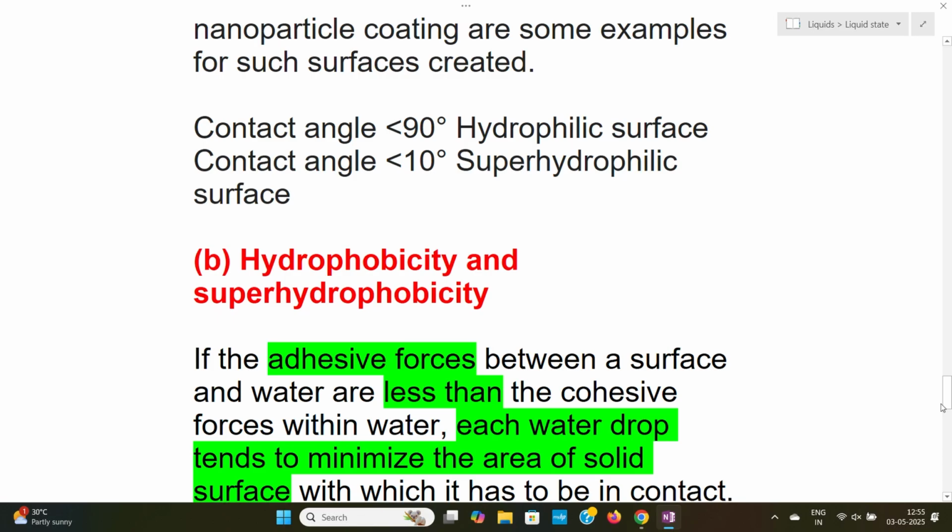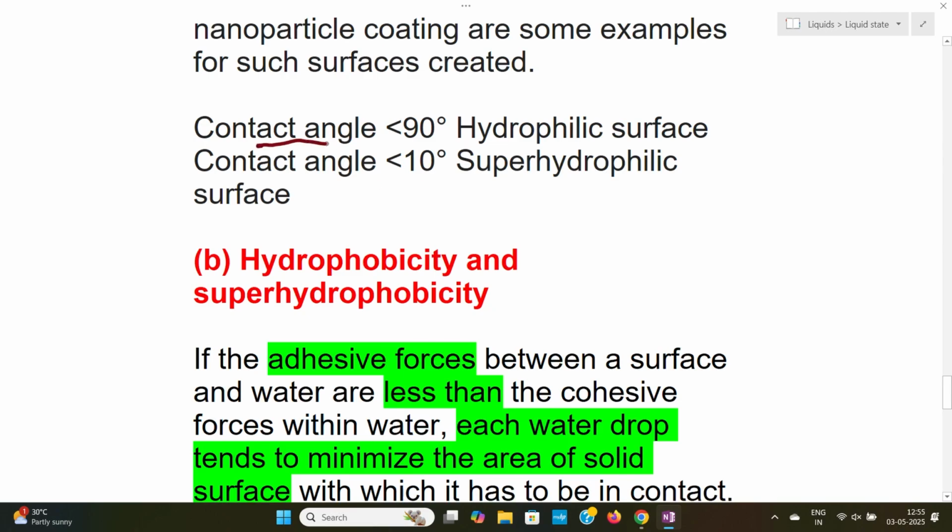So when we conclude this hydrophilicity and superhydrophilicity, in the case of hydrophilicity, the contact angle is less than 90 degrees, and in the case of superhydrophilicity, the contact angle is less than 10 degrees. When the contact angle is less than 90 degrees, that surface is a hydrophilic surface. When the contact angle is less than 10 degrees, that surface is a superhydrophilic surface. This is about the hydrophilic surface and superhydrophilic surface.